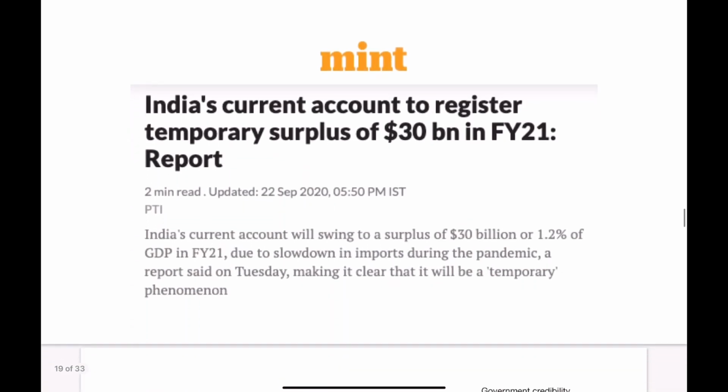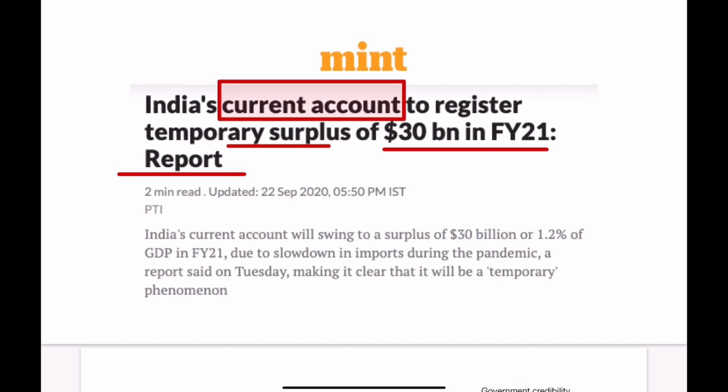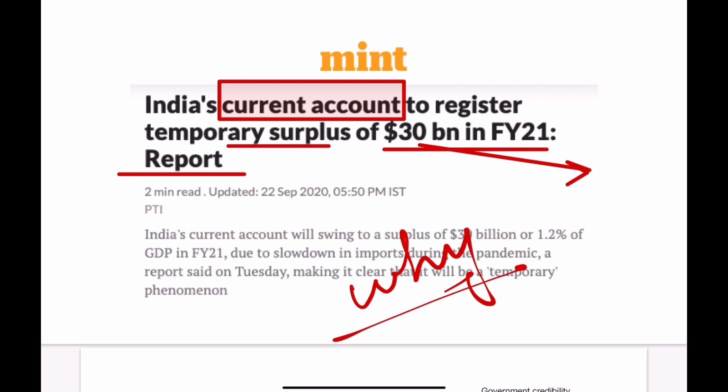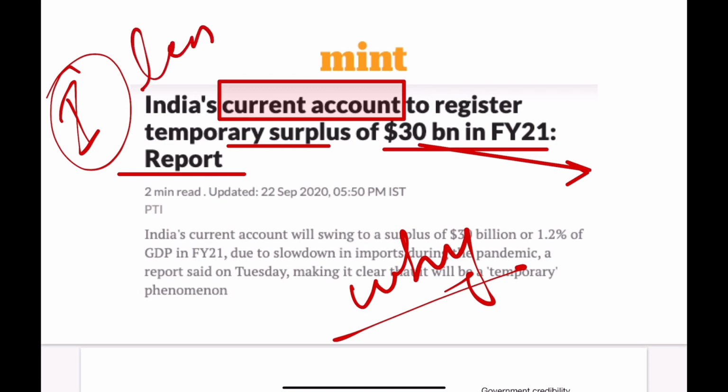Okay. This was in the news: current account to register temporary surplus of $30 billion in 2021. What do you have to extract from this news? You need to extract the current trend. Why is this happening? We also need to understand why the current account surplus is happening. Now, in 2021, this is not difficult to understand, since the world was affected by COVID, so obviously your import was less and your export was also less.